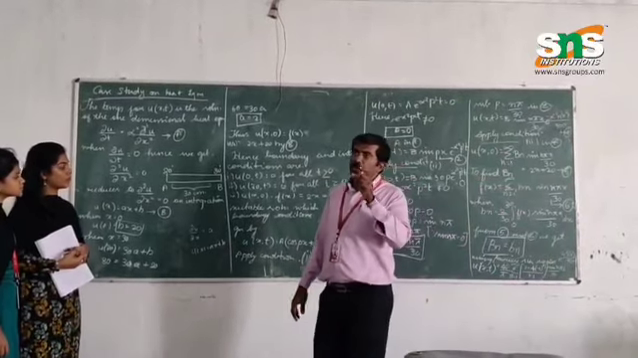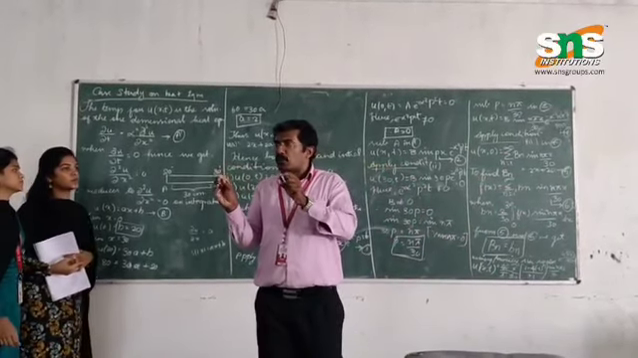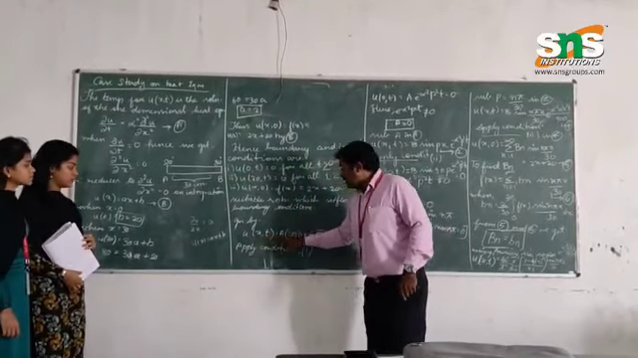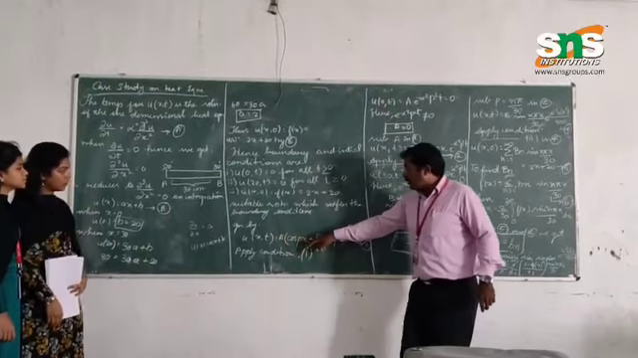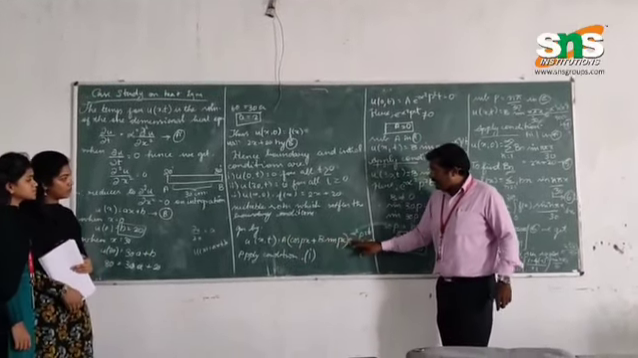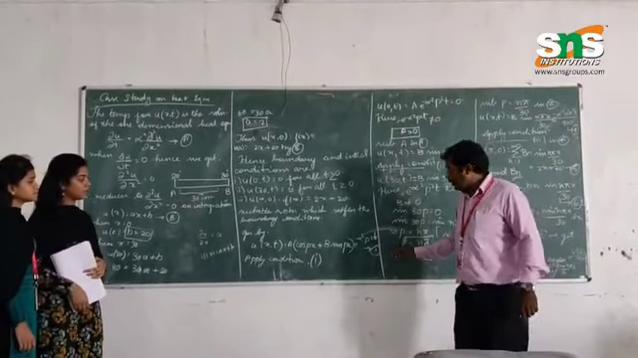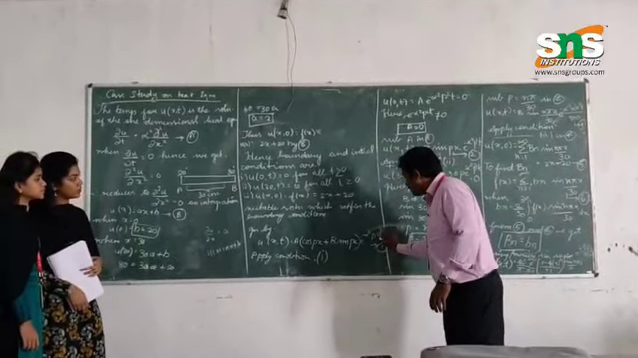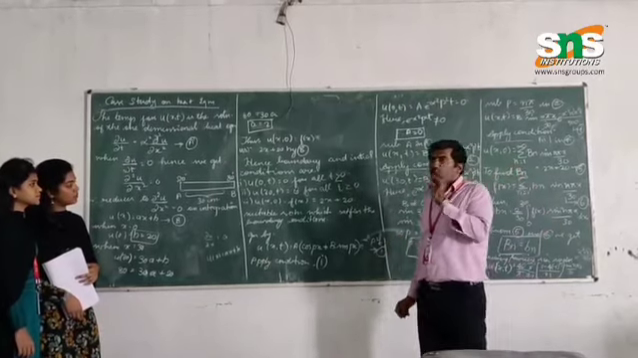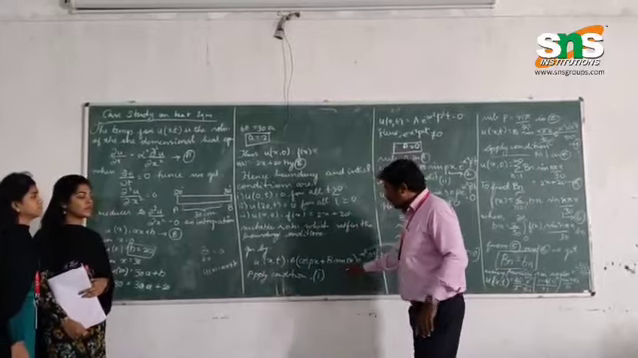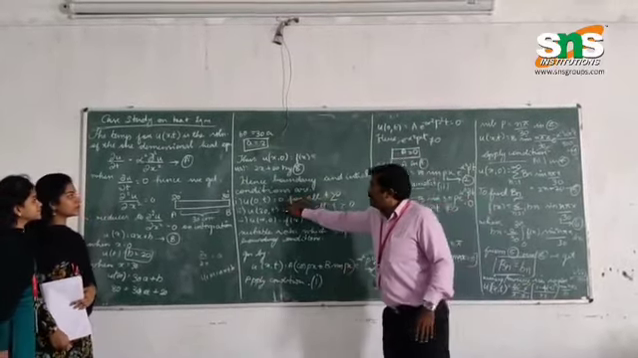You know already that for the wave equation we have a suitable solution. Similarly for the heat equation also we have a suitable solution. U of x, t is equal to (A cos px plus B sin px) into e power minus alpha square p square t. So this is the very important suitable solution for the heat equation. You should have it in your mind. This is where you are going to apply each and every condition.